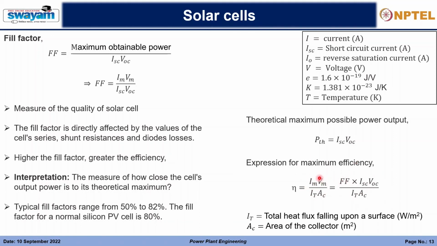So again IM into VM can be converted into fill factor into ISC into VOC. So the higher the fill factor we have, the higher the efficiency we will get. So that is this particular statement out here, right? So this was about the solar cells, and I think by this I might have answered your questions, right?